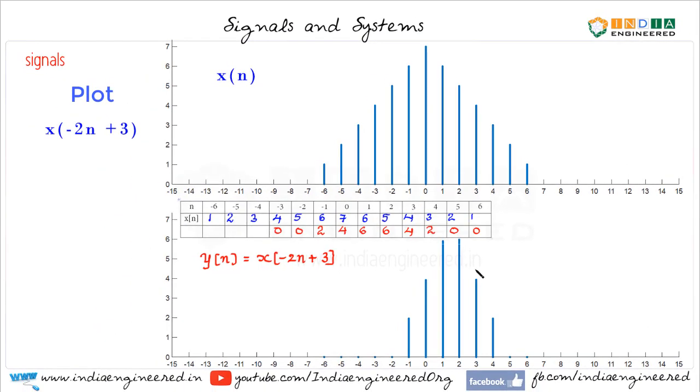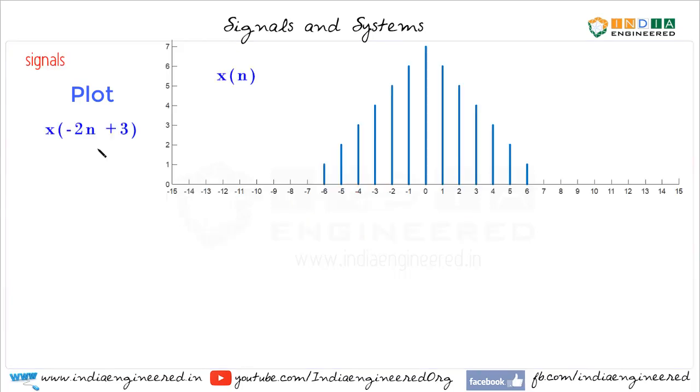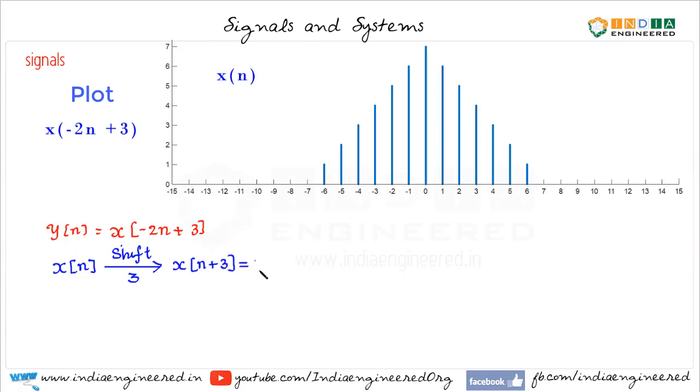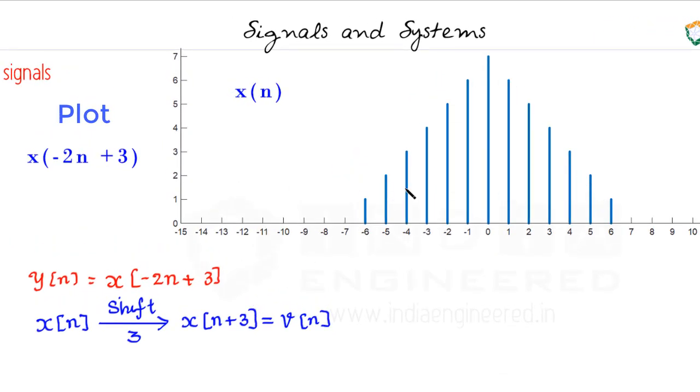Now let's do the same question under the assumption that we know the order in which these operations are to be performed. If we are writing y of n equal to x of minus 2n plus 3 and we want to plot y of n without any mathematical computation, what we will do is we will take x of n, then we will shift it by 3. Now after shifting, we will get x of n plus 3. Now let's say this is equal to our v of n. Now this shift is left shift because we have x of n plus 3. That means we'll take this signal and left shift by 3.